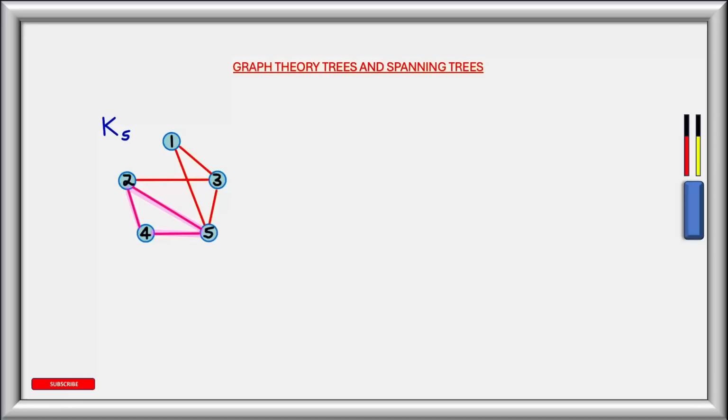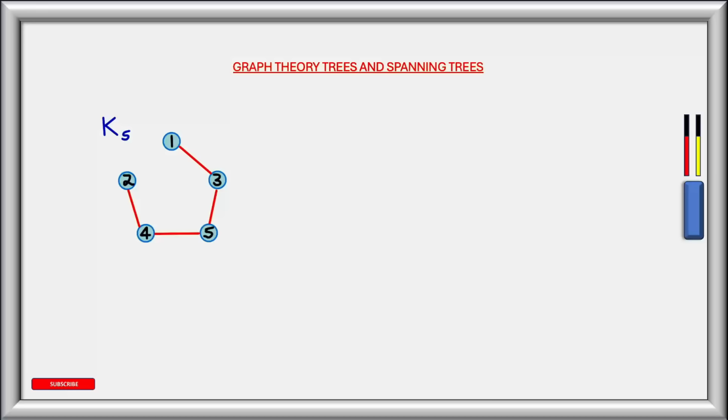to vertex 4. And for the cycle shown here, we can break this cycle by removing the edge that connects vertex 2 to vertex 5. And for this cycle, we can remove the edge that connects vertex 2 to vertex 3. And the last cycle we need to break is this one shown here. And to break it, we can remove the edge between vertex 1 and vertex 5.